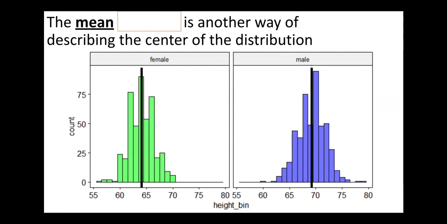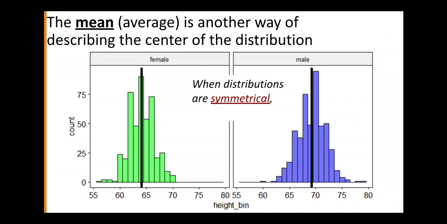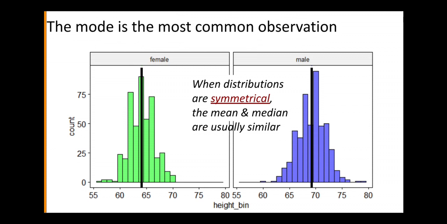So the mean is another common value sometimes placed on it. It's the average or arithmetic average. It describes the center of the distribution. When distributions are symmetrical, when they're nice and symmetrical on both sides of the mean and median, the mean and the median are usually pretty similar. The more skewed in one direction, the more stretched in one direction or another, the mean and median are going to be further apart. The mode is the most common observation, and this is easy to spot on a histogram.